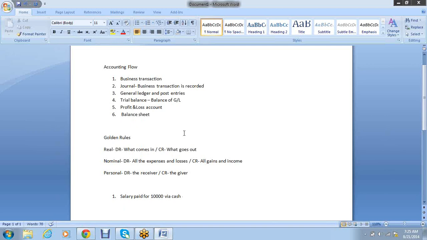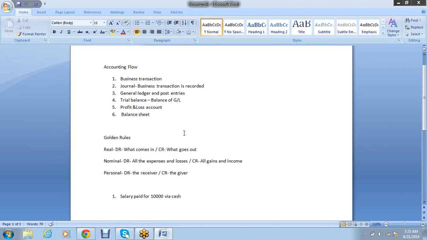So salary is what account? Real, nominal or personal? Okay, salary will be a personal account, why? Because it is the personal account of the person. Always think from the company perspective, not the individual perspective, because you are recording the transaction for the company. When I'm doing any business, I'm not recording the transaction for the employees. You are recording for the business.